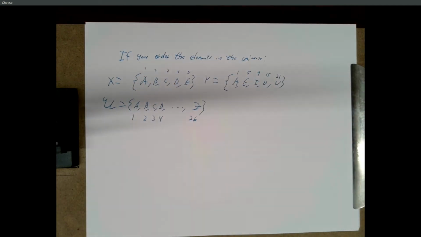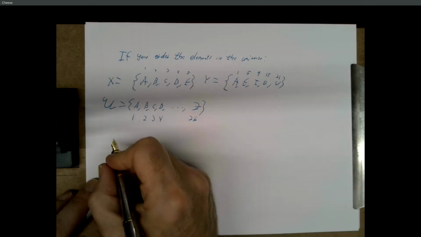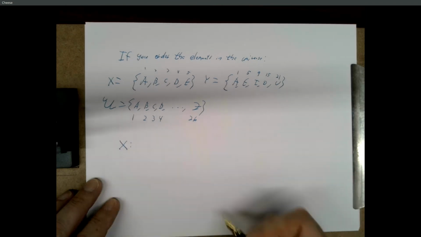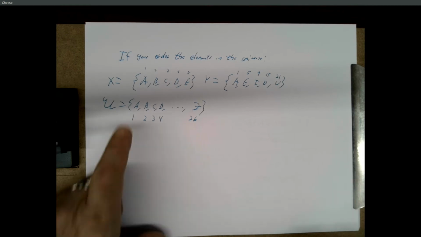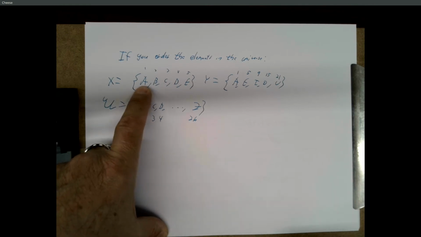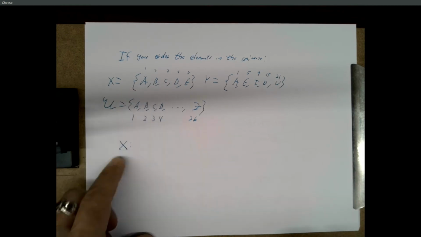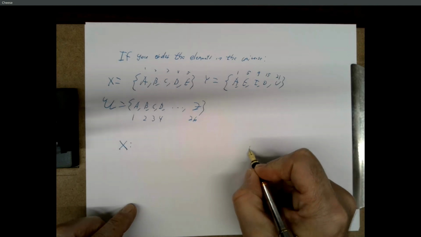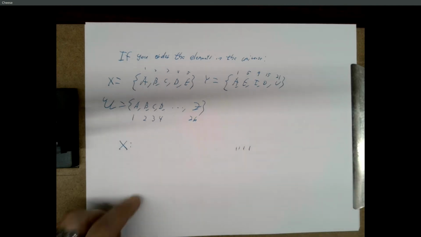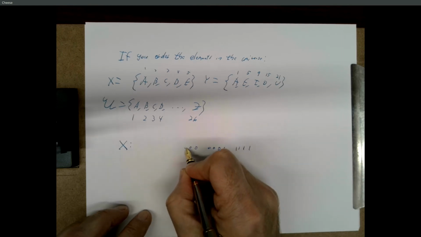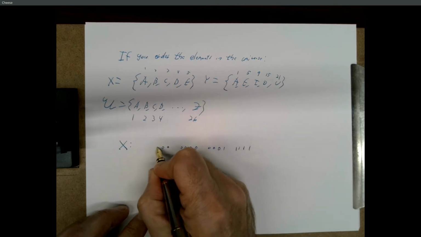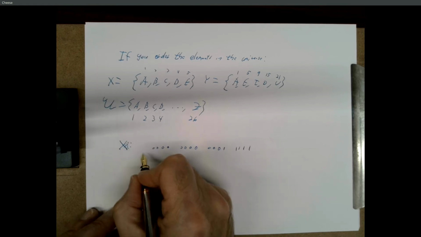Well, if we have 26 things in our universe, we can make a 26-bit string to represent any set. And we do it as follows. I'm going to start from the right, and I'm going to write down a 1 if element 1 is in my set and a 0 otherwise. So set X is going to look like this: 1, 1, 1, 1, 1, 0, 0, 0. Oh, I didn't leave enough space.